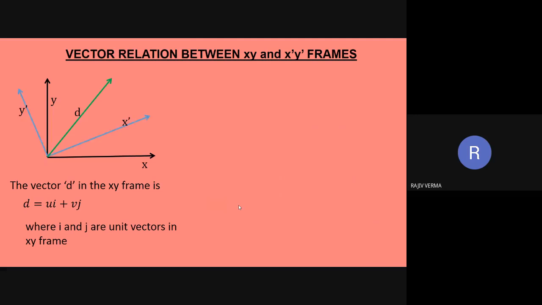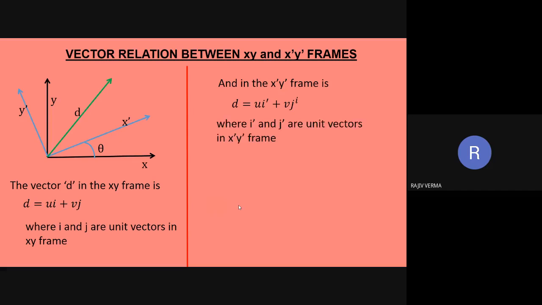And then comes your second coordinate frame, x dash y dash, indicated in blue, and in this frame also the vector d is represented. This frame is inclined at an angle theta with respect to the global frame, and with respect to this frame, the vector d is going to be represented by u dash i dash plus v dash j dash, where i dash and j dash happen to be the unit vectors corresponding to the x dash y dash frame.